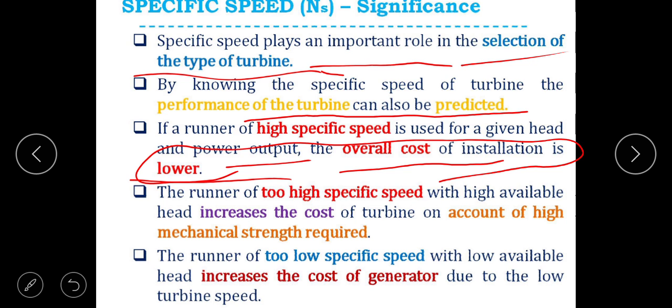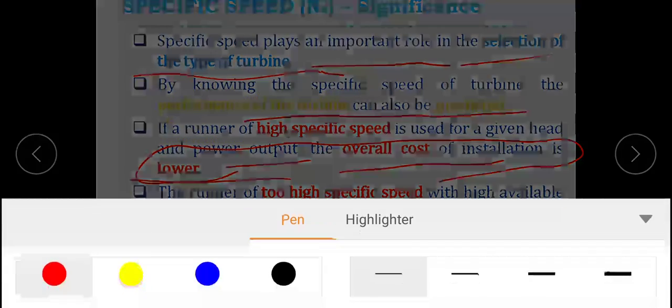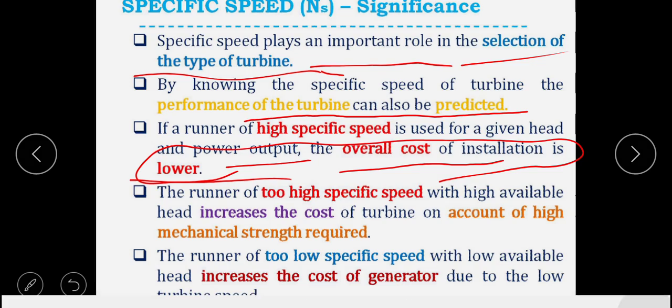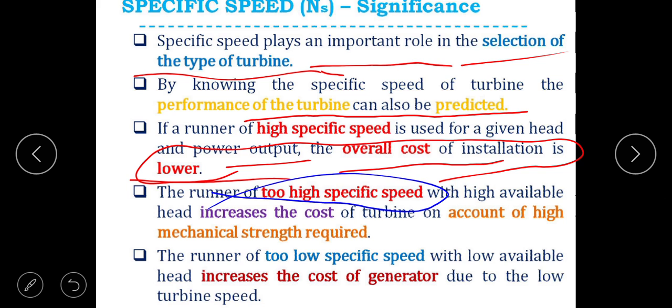At the same time, the runner of too high specific speed, I will put it in a different color. Too high specific speed with high available head increases the cost. Too high head and too high specific speed increases the cost of turbine on account of what reason? On account of mechanical strength required. High mechanical strength is required. That means this is not positive significance, negative.